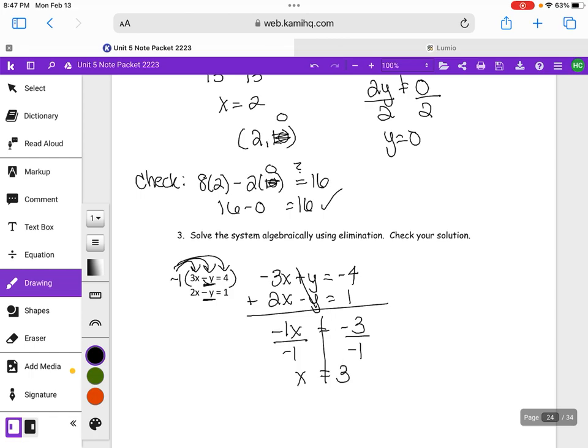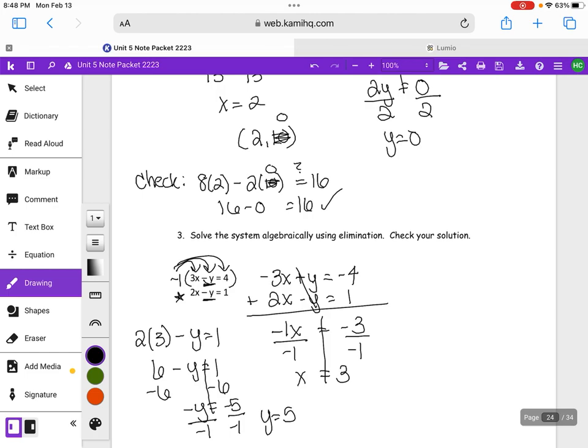Again, not done. We're going to go plug it in. You can plug it into any of those 3 equations there. I might use that bottom one this time. Again, it doesn't matter. 2 times 3, x is equal to 3, minus y equals 1. That gives me 6 minus y equals 1, minus 6, negative y, that's that railroad track thing, is equal to negative 5. Divide by negative 1, divide by negative 1, y equals 5. So my point would be 3, 5.